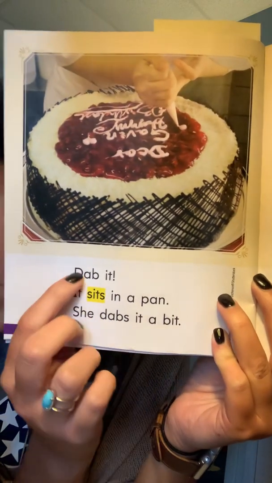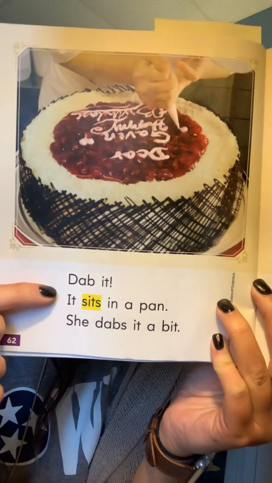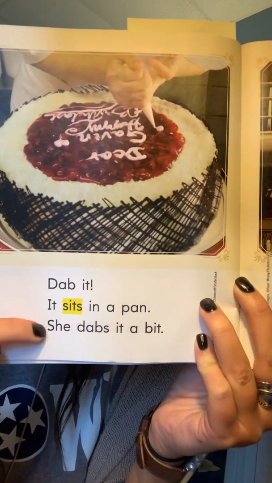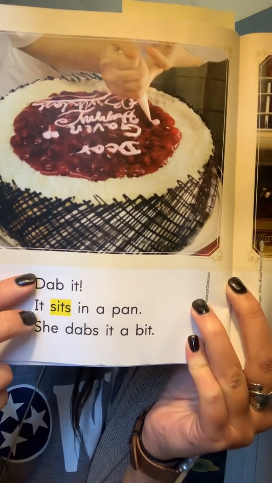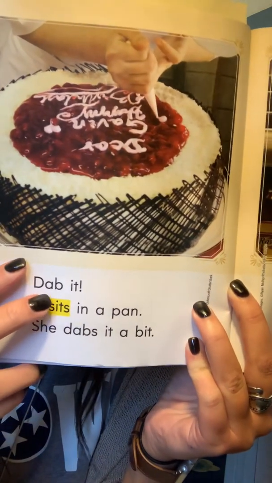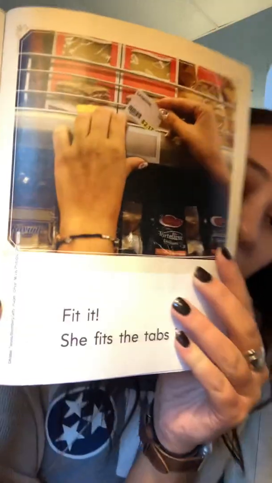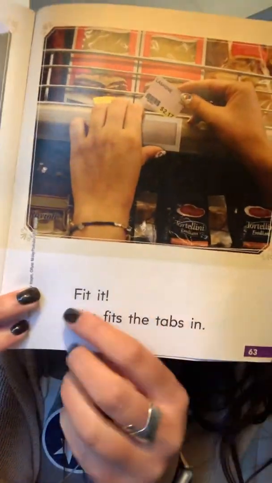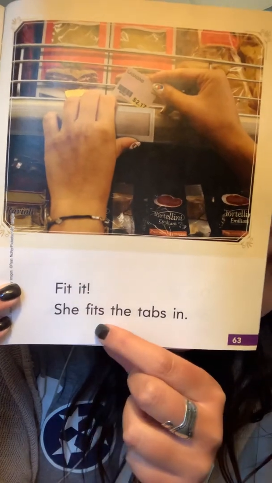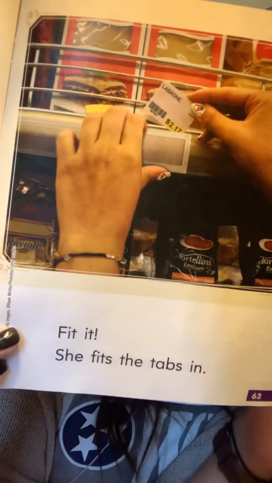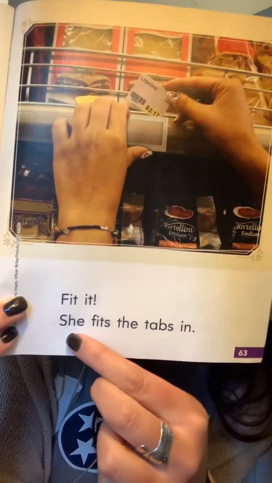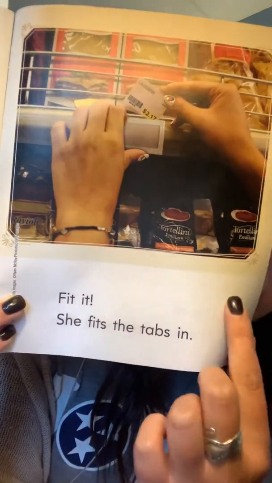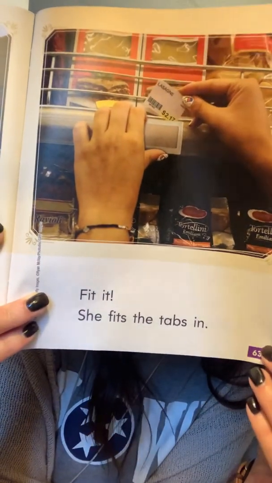Okay, so who dabs the cake? Who's dabbing it? She does, right? The person decorating it. So that's one of the jobs at the grocery store. People who decorate cakes at the bakery. Okay. This says, fit it. She fits the tabs in. So who fits the tabs in? It says she does, the person working there. So someone has to put the prices on stuff, don't they?